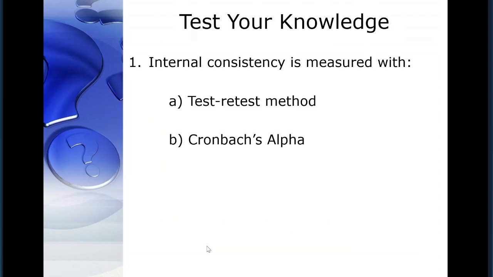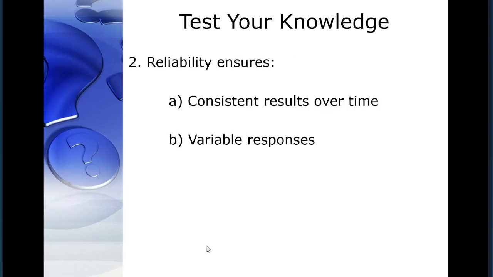So, internal consistency is measured with either test-retest method or Cronbach's alpha. Yes, it is Cronbach's alpha. Reliability ensures either consistent results over time or variable responses. Yes, consistent results over time.